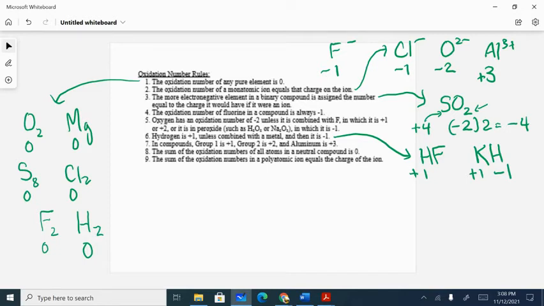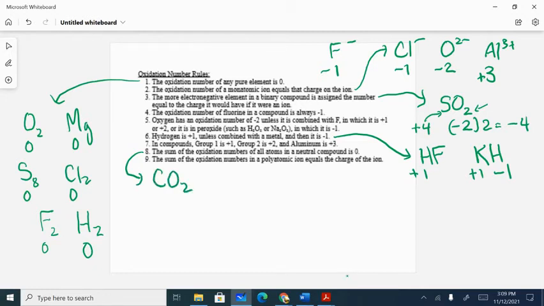In compounds, group 1 is +1, group 2 is +2, and aluminum is +3. Always, every single time. We've gone over that numerous times since the beginning of the year. The sum of all oxidation numbers in a neutral compound is 0. So let's just practice a few of those.